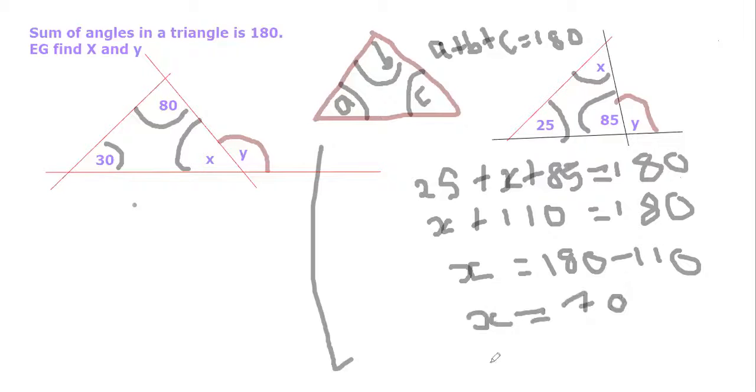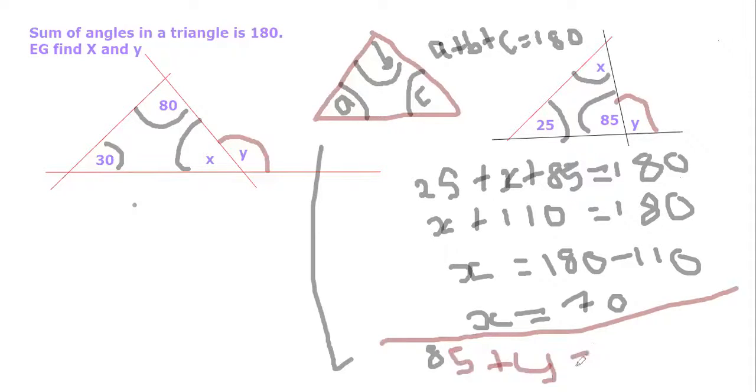What about Y? I'll use another color. 85 plus Y is equal to 180. You know that, right? Because this is a straight line. They form a straight line here. So 85 plus Y is equal to 180.